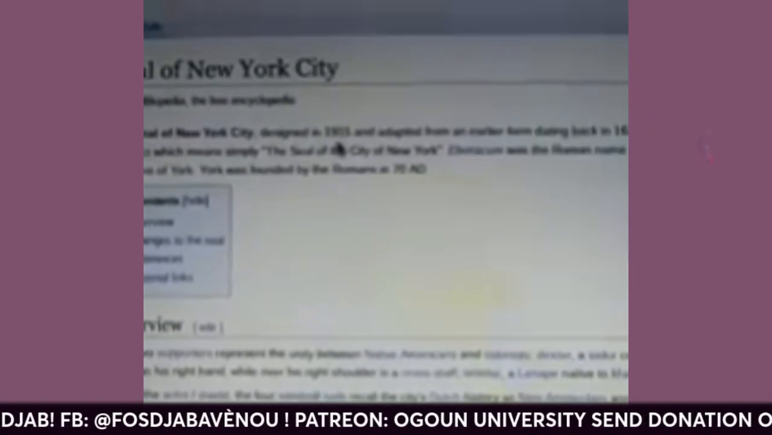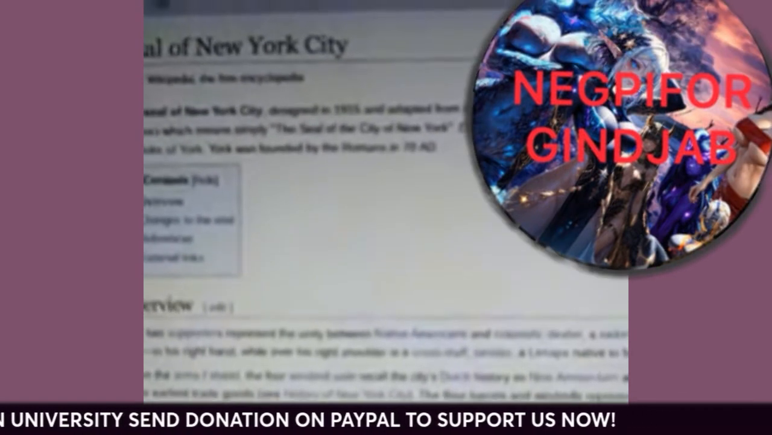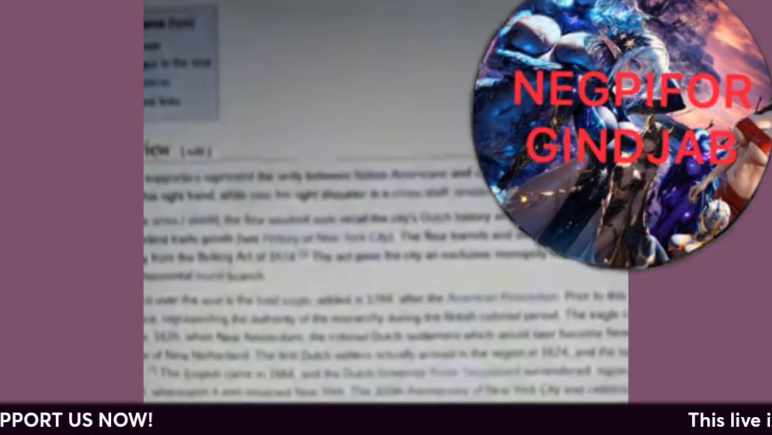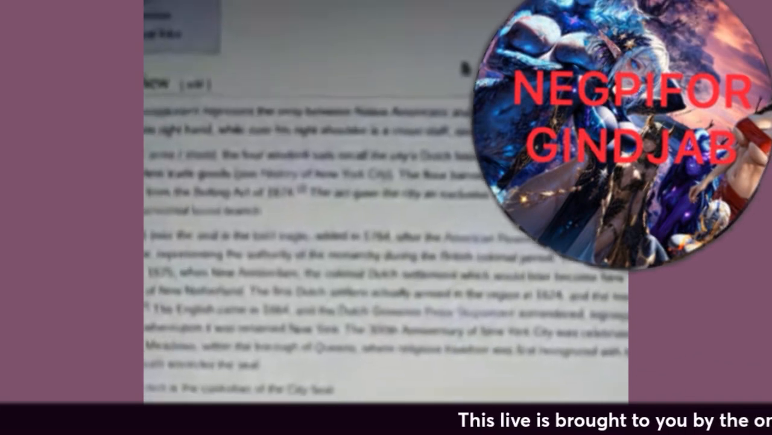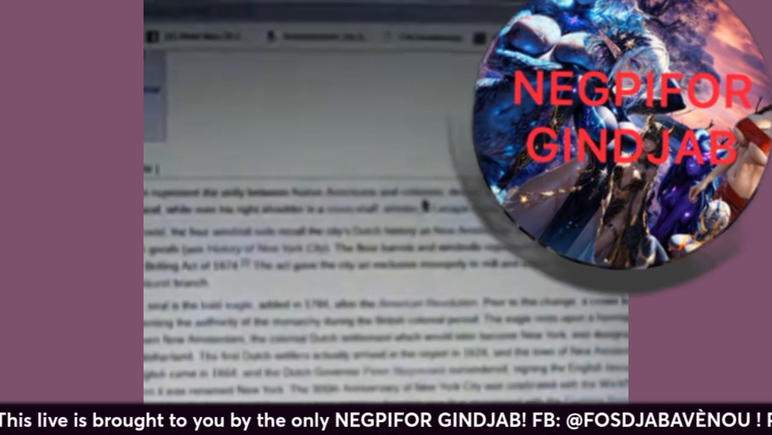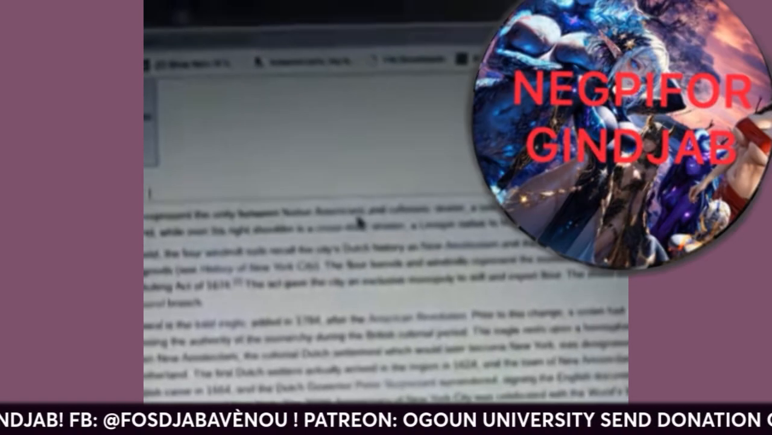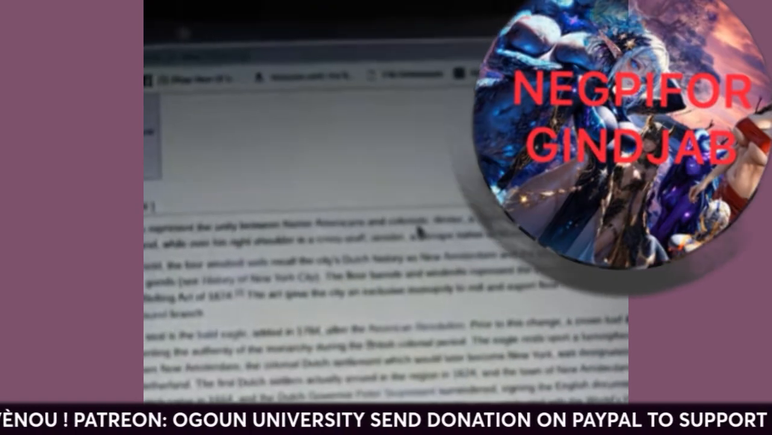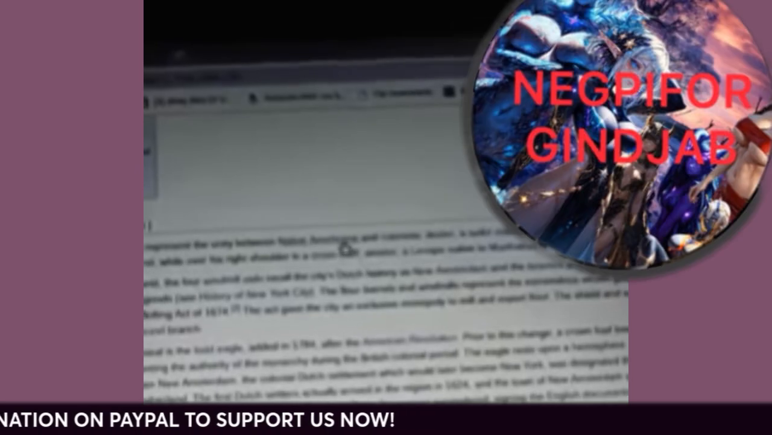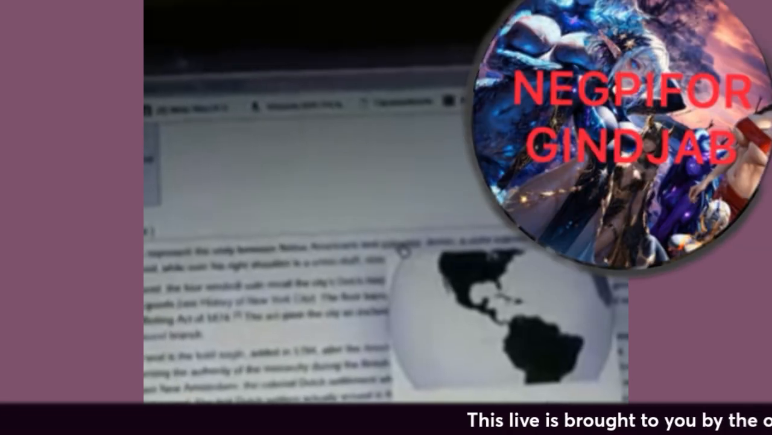This is Wall Street. We're looking at Wall Street unraveled right in front of our face. Give me my money. This is my shit. You can't hide it from me. Check this out. The two supporters represent the unity between Native Americans and colonists. They're telling you the contract right here. Because remember, the Moors signed the contract with the Crown. We had a contract, Native Americans, in the 13 colonies under the Continental Congress.